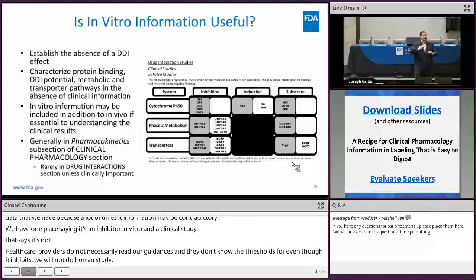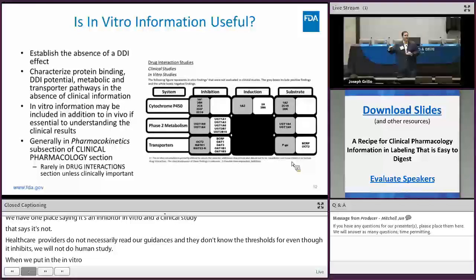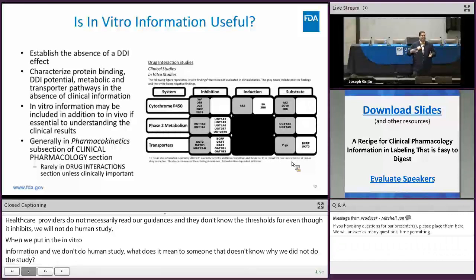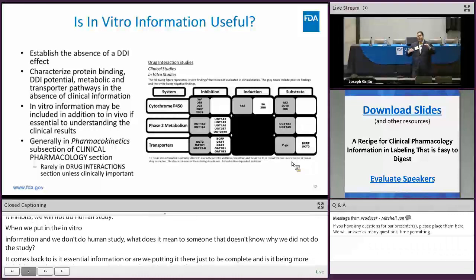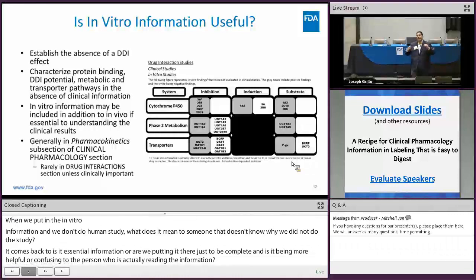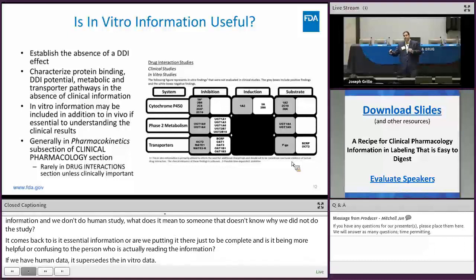So the question is, again, is this essential information, or are we putting it there just to be complete? And is it being more helpful, or is it being more confusing to the person who's actually reading this information? So generally, if we have human data, it supersedes the in vitro data. So we try not to have that confusion if we can avoid it. I mean, I think the negative information is very important, because healthcare providers do like to know something was studied.